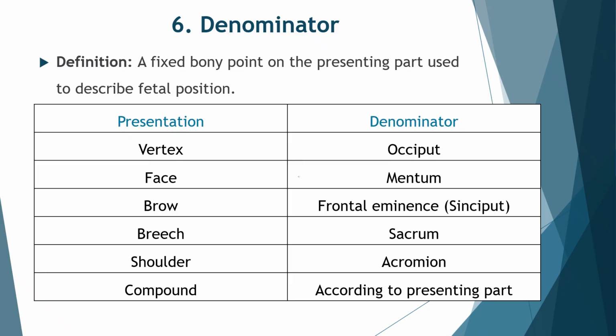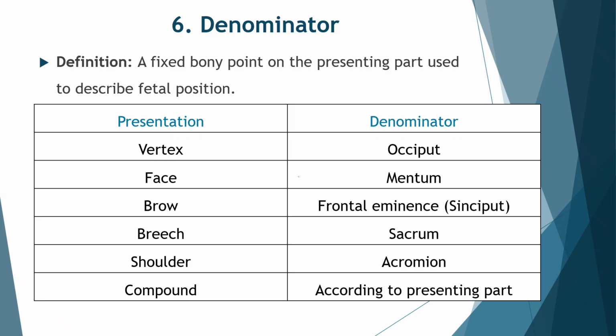Dear students, finally, let us discuss the denominator. A denominator is a fixed bony landmark on the presenting part that is used to describe the fetal position. It acts as a reference point when we determine whether the baby is in an anterior, posterior, right, or left position. The denominator varies according to the presentation. In vertex presentation, the denominator is the occiput. In face presentation, it is the mentum, or chin.